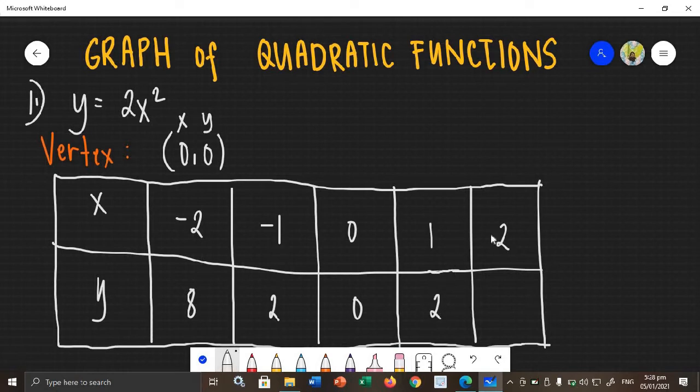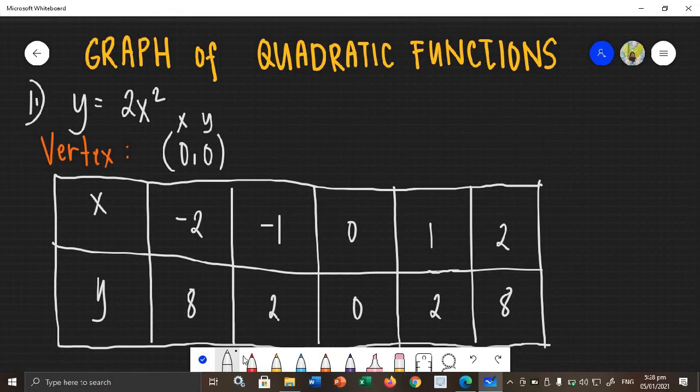And then the last x coordinate, substitute natin dun sa given. We have 2 times 2 squared. 2 squared is 4. So 2 times 4, that is equal to 8 also. So ayan, okay na yung values ng x coordinate and y coordinate natin.